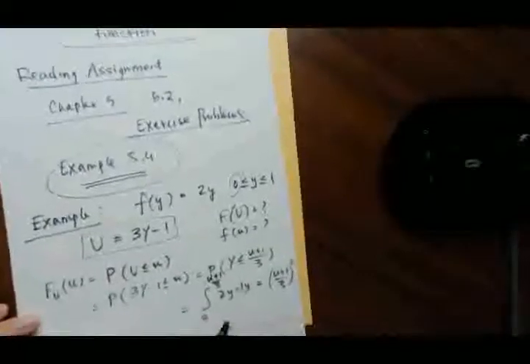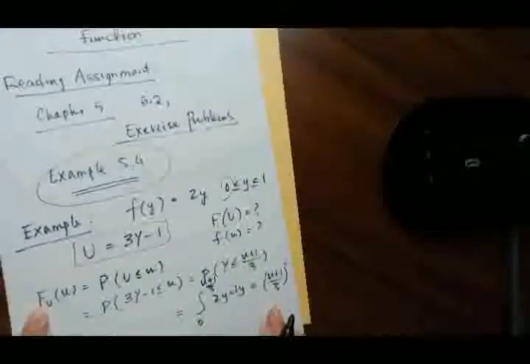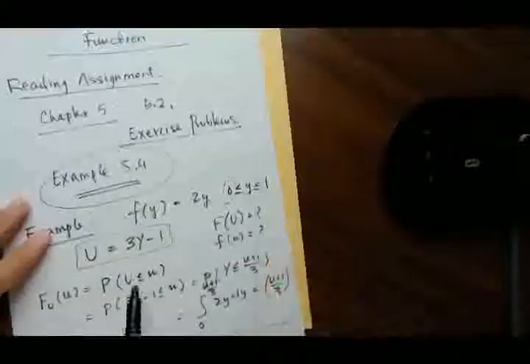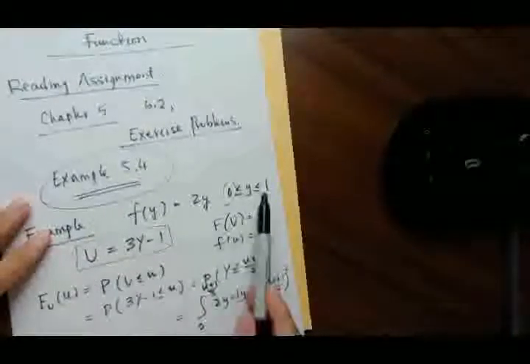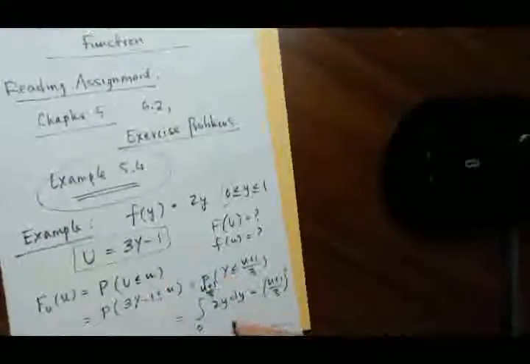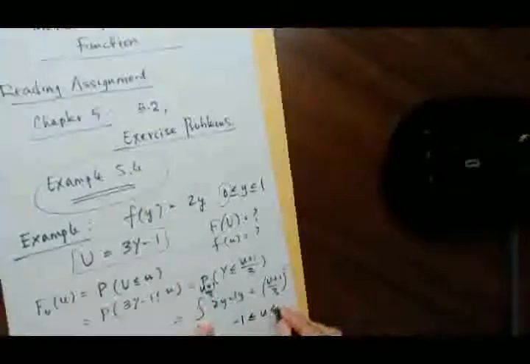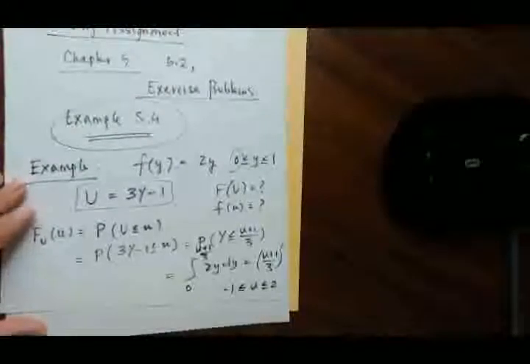Now, one thing that is important to figure out is the range of u here. What is the range of the distribution function? That should follow from the range of y. So what's the connection? If I plug in 0 here, u goes from minus 1. And if I plug in 1 here, u goes up to 2. So this value is valid between minus 1 and 2. That would be your answer for the distribution function. Now I'm rewriting the distribution function here.